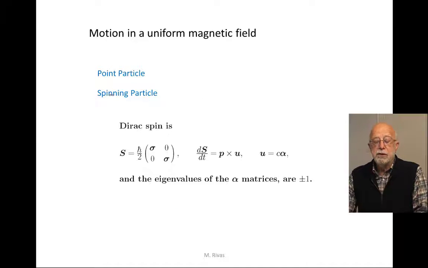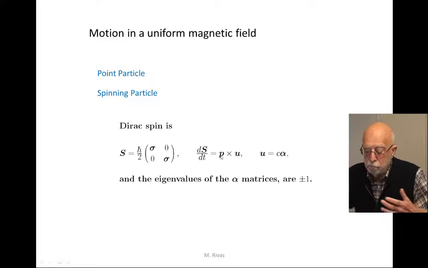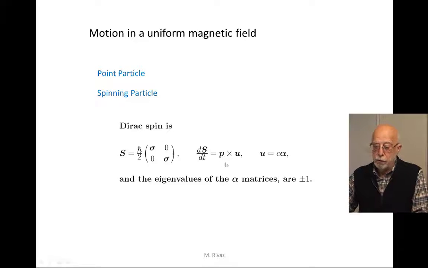But the center of charge spin is Dirac's spin. In the quantum mechanical description of the electron, Dirac's spin is written as a 4 times 4 matrix, h bar over 2, with 2 by 2 sigma Pauli matrices. And this spin satisfies, even with interaction, this dynamical equation, where P is the linear momentum, in Dirac's theory is the gradient operator, and U is Dirac's velocity operator written as c times Dirac's alpha matrices.